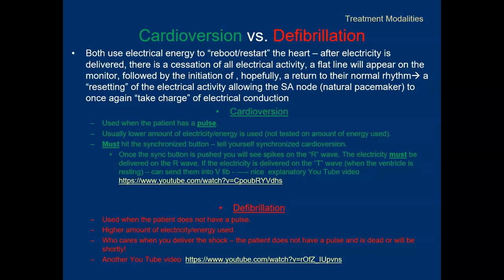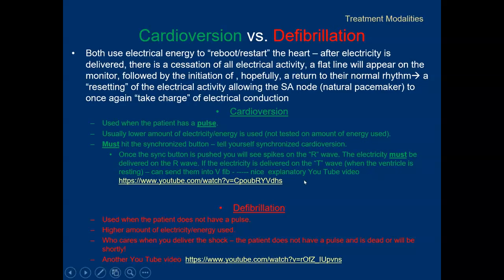We do not want the electricity to be delivered during ventricular repolarization. In other words, when the ventricle is resting. The ventricle wants to rest in between electrical responses, and if you deliver electricity during ventricular repolarization or during resting time, well, you can send your patient into a far more lethal rhythm, such as ventricular fibrillation. So again, just like you, if you were resting and somebody asked you to work, you'd get cranky. And in heart electricity world, cranky means a lethal rhythm.